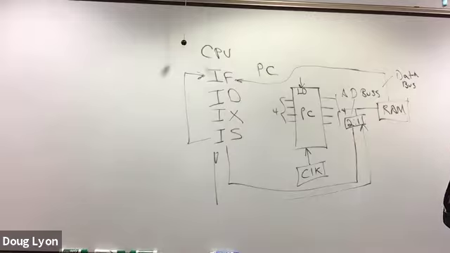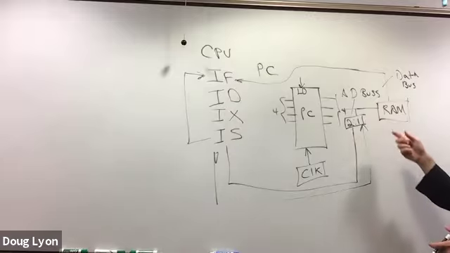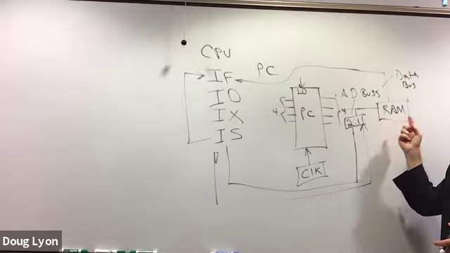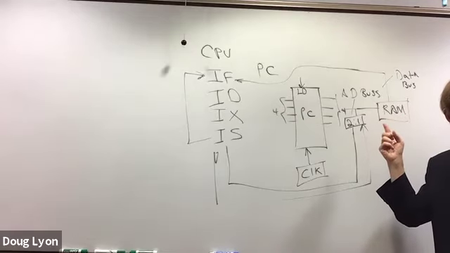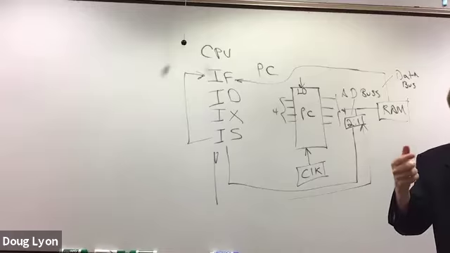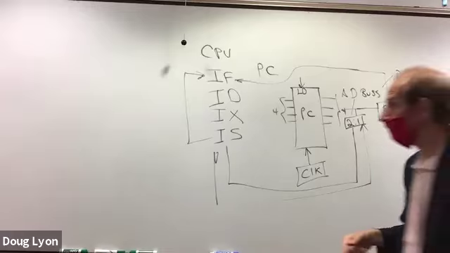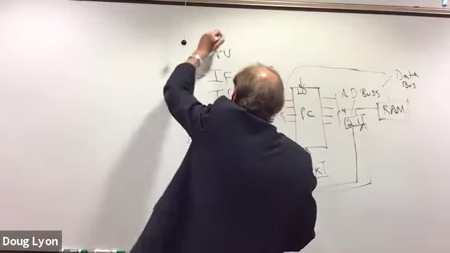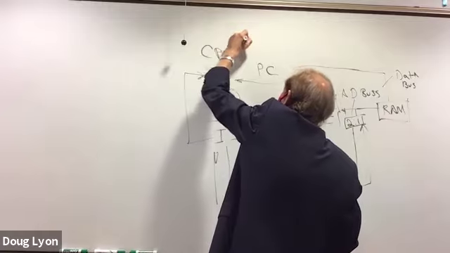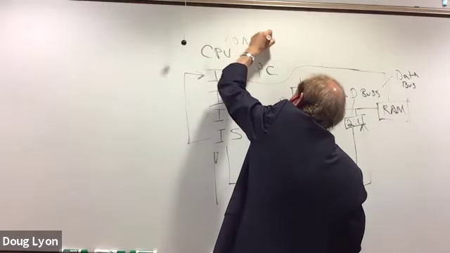When this happens, and not all computer architectures work this way, but when instructions share the same RAM as the data, we call it a Harvard architecture. No, I'm sorry. We call it a von Neumann style architecture. Von Neumann style. I got it mixed up. Sorry.